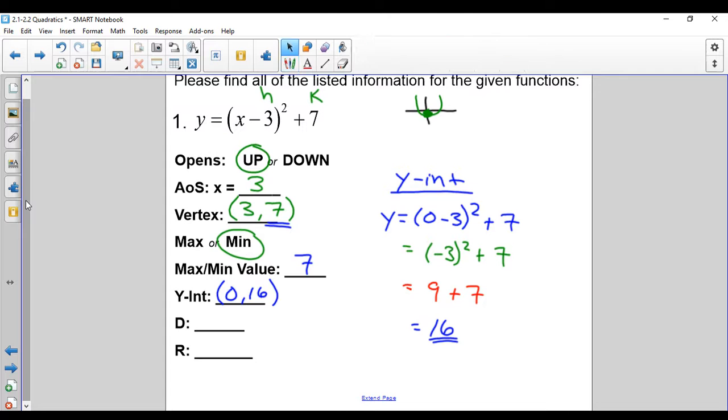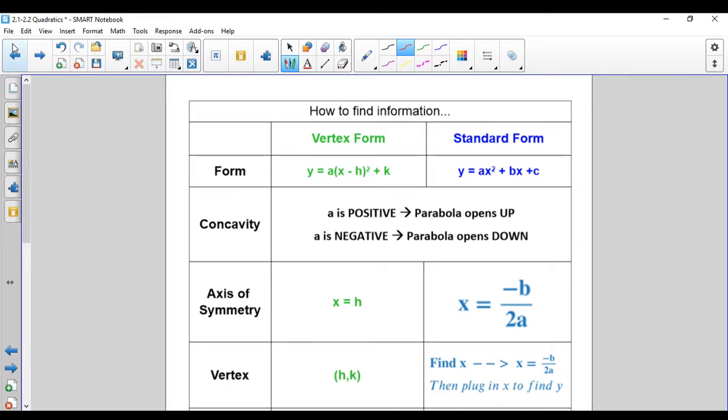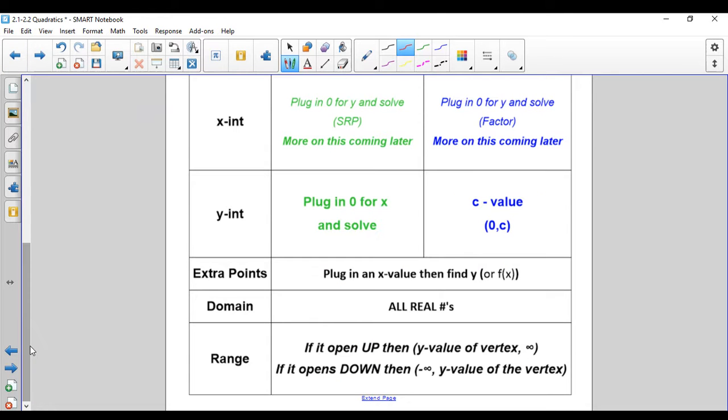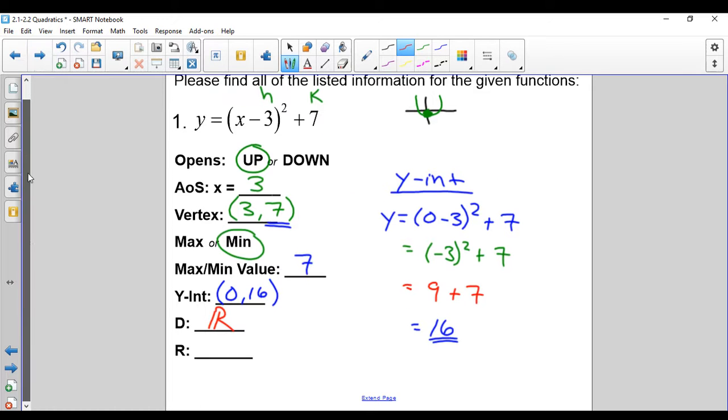Domain, looking at the table, it is all real numbers. Just use the symbol for it. Two lines and then capital R is all real numbers. The range, you have to look at your table and we see if it opens up, which it is, it's the y value of the vertex up to infinity. So I go 7 to infinity is the range of that function. We found all the information.